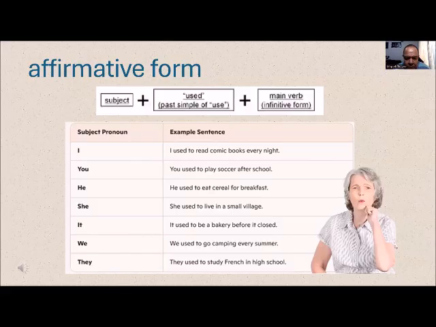Let's see some examples. I used to read comic books every night. You used to play soccer after school. He used to eat cereal for breakfast. She used to live in a small village. It used to be a bakery before it closed. We used to go camping every summer. They used to study French in high school.